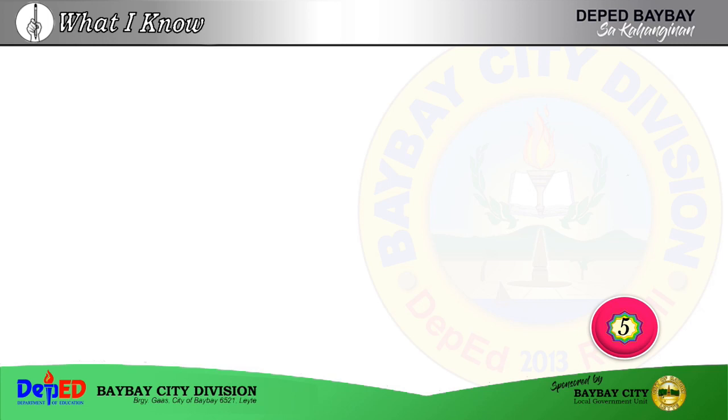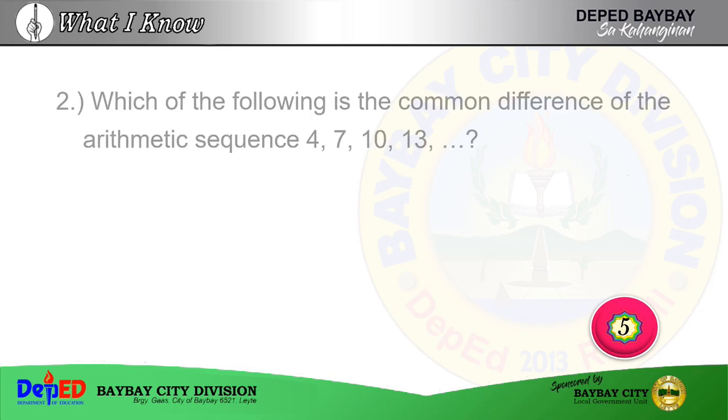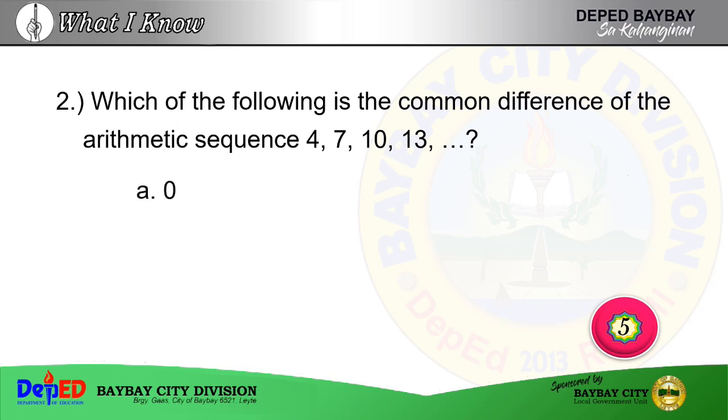Next question, number 2. Which of the following is the common difference of the arithmetic sequence 4, 7, 10, 13? A. 0, B. 1, C. 2, D. 3. And the answer is letter D. 3. And you got it right.